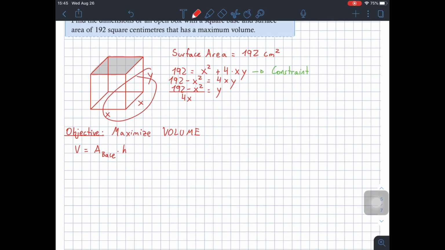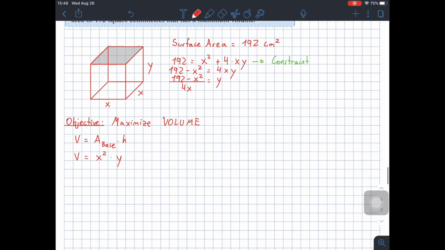If we write this in terms of our letters in the problem, the area of the base is x squared, right? So x times x, which is x squared, and the height is y. So x squared times y. This is the expression of the volume. But from the constraint, we have already written y in terms of x. So we're going to replace all of this, which is y, here instead of y, right? So the volume is equal to x squared times all of that, 192 minus x squared divided by 4x.